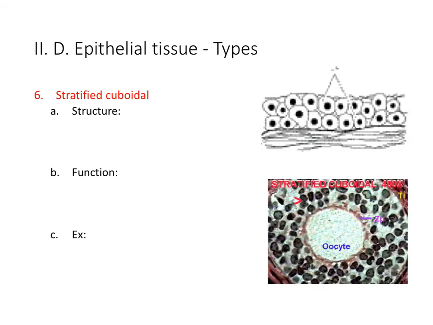Our next example is stratified cuboidal. So again, stratified, 2 or more layers of cells. And these guys are going to be square, again, with those big round nuclei.